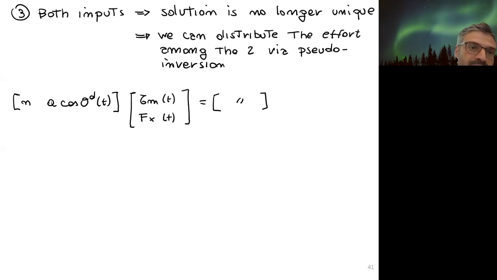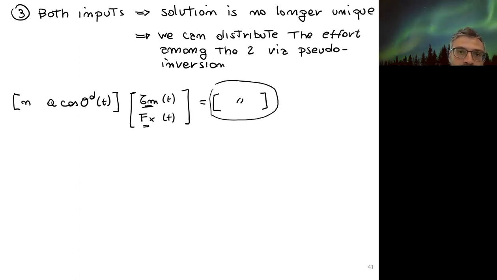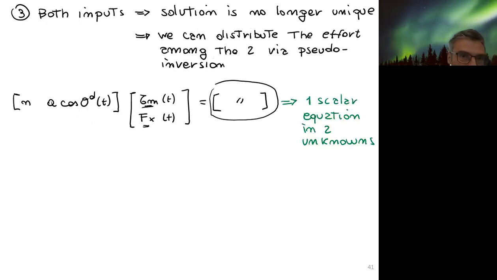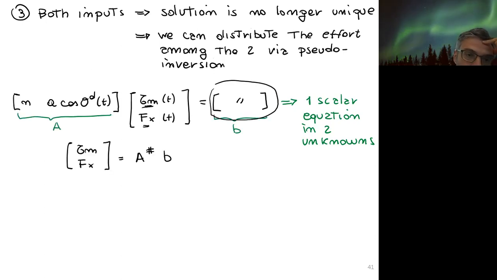Okay, we have theta m, tau m, and fx, and in between brackets is whatever was in our previous expression. And then plugging in numbers, you have a matrix of numbers here. And then via pseudo inversion, you can compute the values of the tau m and fx that are performing the motion.